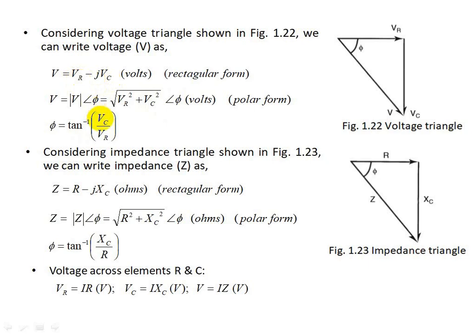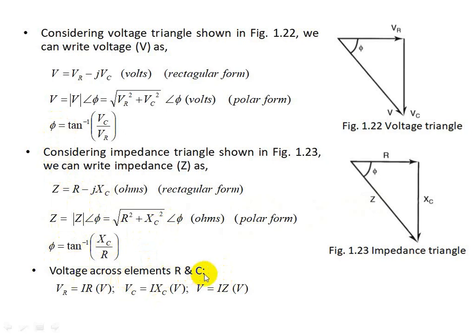Similarly, from the impedance triangle, we can write the equation for Z as R minus jXC. In polar form, it is magnitude of Z at an angle phi. The magnitude of Z is the square root of R squared plus XC squared. The phase angle phi is tan inverse of, again, imaginary component by real component, XC by R. So these values are the same; this phi and this phi will give you the same value.